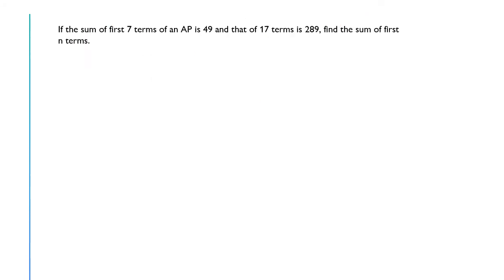Yes. Now we'll move on to the last question that I've taken for today. If the sum of first 7 terms of an AP is 49, and that of 17 terms is 289, find the sum of first n terms. How are you going to do this?